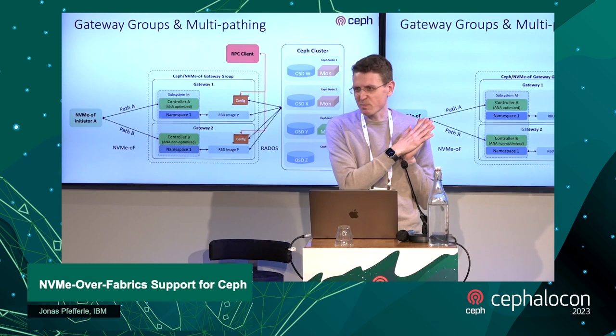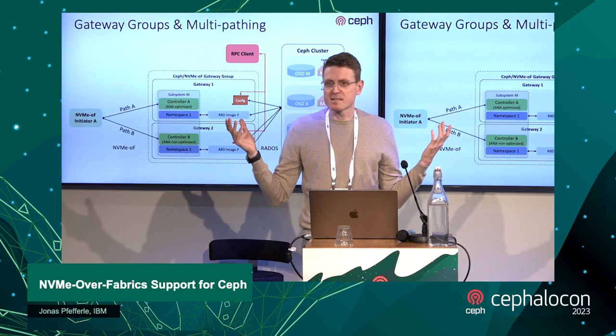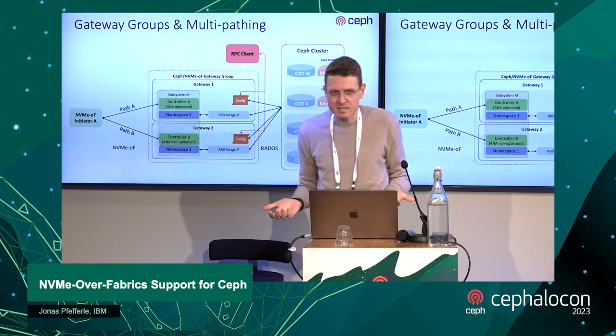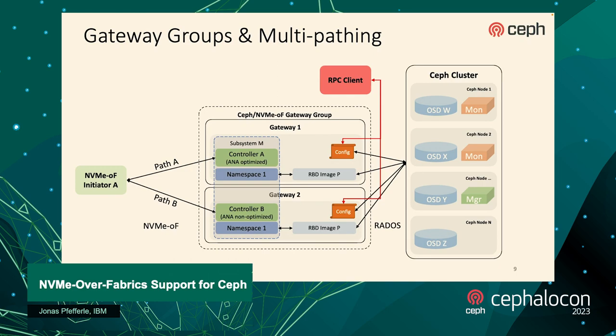As soon as the optimized path goes away, it picks any of the non-optimized paths that are around until another path is advertised as optimized, then it switches to the optimized one. If there are multiple optimized paths, depending on your implementation, it will do round robin or only use one, right? That's not defined in the spec. And just because a path is non-optimized doesn't mean it cannot be used. In theory, the initiator can decide to do IO to the non-optimized path, with the caveat that it will typically not get optimal performance out of it.